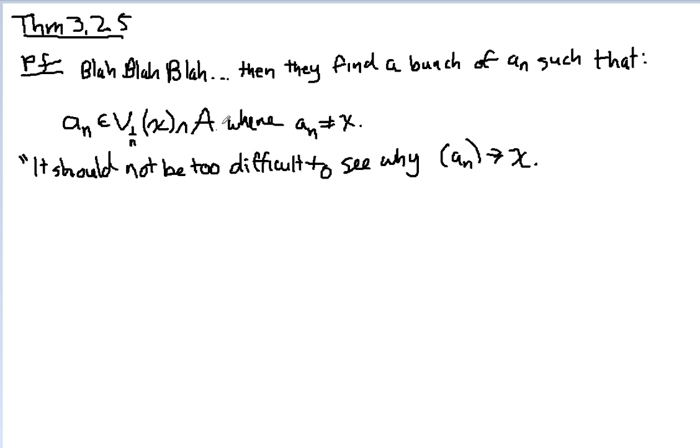And it was noted in the reading questions, you can read the statement of the theorem, although that's not going to be terribly important, that there's a line in here. It says it should not be too difficult to see why a sub n goes to x, where what they found is that a sub n belongs to this 1 over n neighborhood of x intersect A, where a sub n is not equal to x. So the reading question was, they say it should not be too difficult to see, but it might be kind of difficult to see. So in this screencast, I'm going to point out what's going on here.